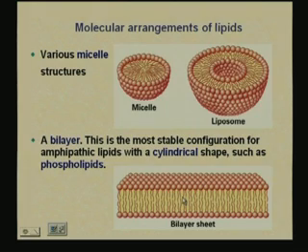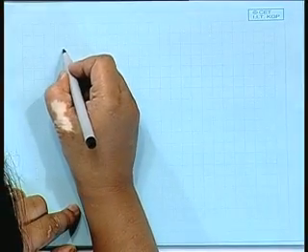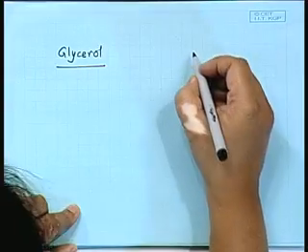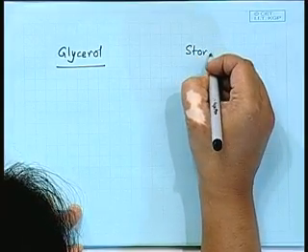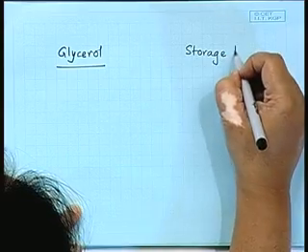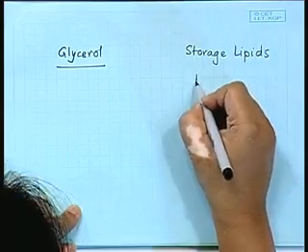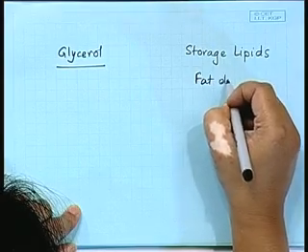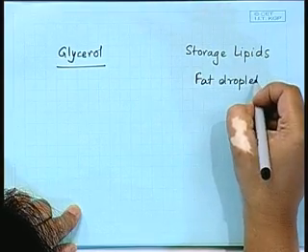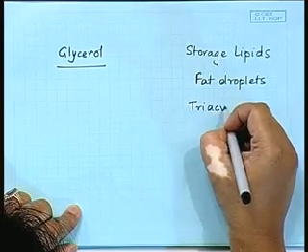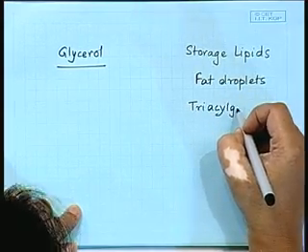So, basically what we have learned is that we have our glycerol. In the glycerol we have storage lipids. What are storage lipids? Storage lipids are those that are fat droplets. Okay, what are these fat droplets? The fat droplets are triacylglycerols, triacylglycerols or triglycerides.